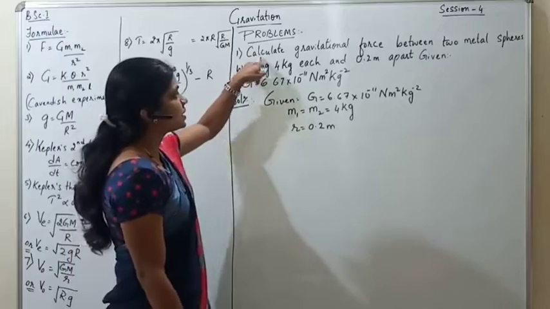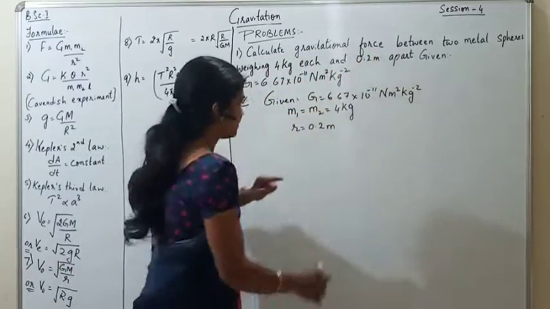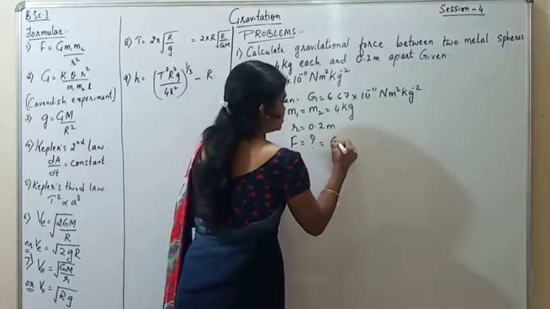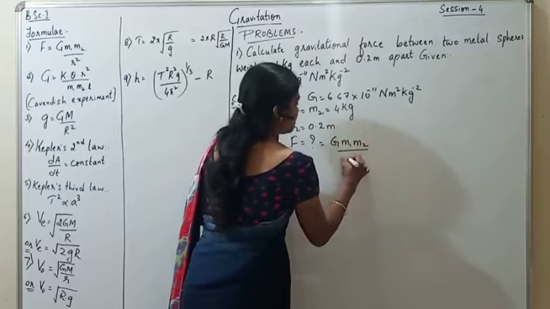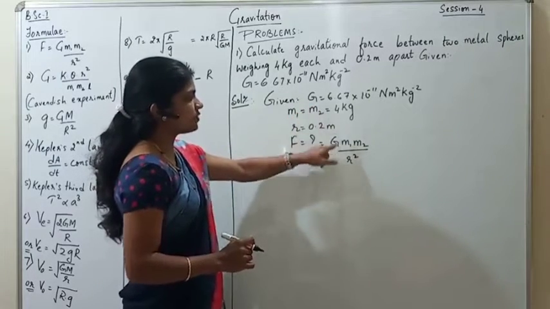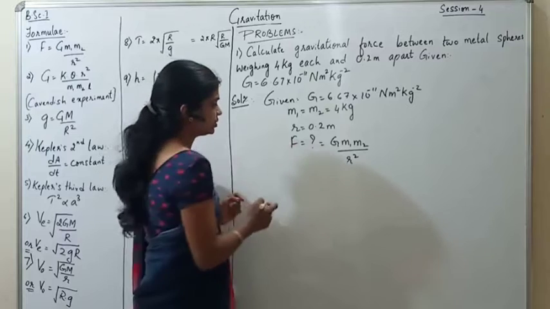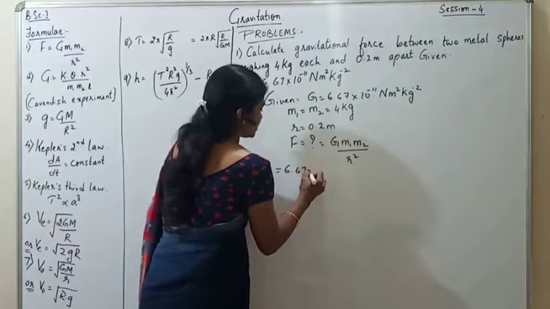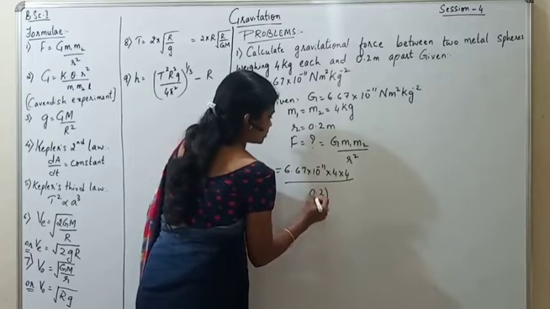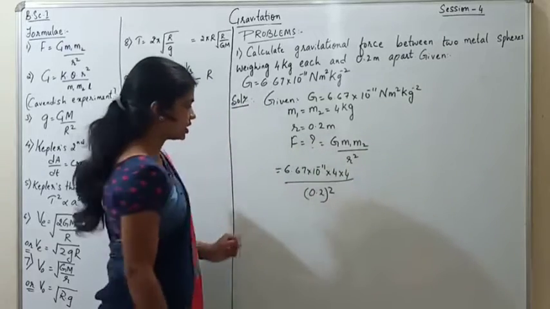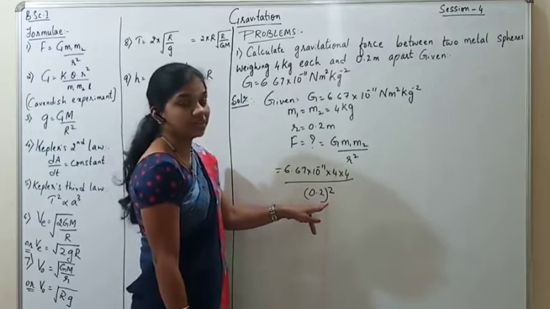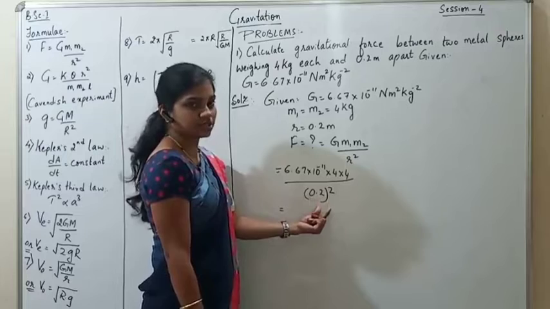So what is asked? Calculate the gravitational force. So F is asked. So what is the formula for this? F is equal to G m1 m2 upon r square. So now we have the values of G, M1, M2, R. Substitute, what do we get? 6.67 into 10 raised to minus 11 into 4 into 4 divided by 0.2 square. Right? So if you simplify this, this is nothing but 2 into 10 raised to minus 1. If I write this, I will get it as 4 into 10 raised to minus 2.